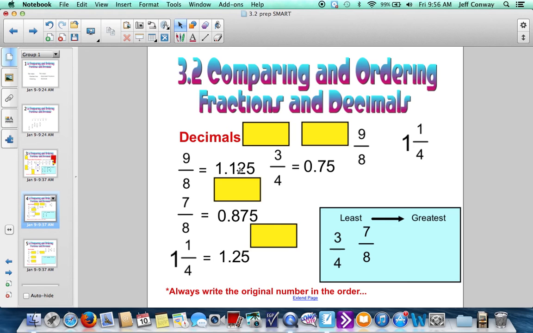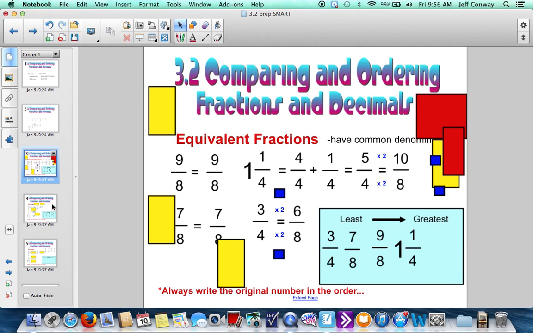And then we had 1.125 and 1.25. Now 1.125 is a longer number technically because it has more digits, but 1.1 is smaller than 1.2. So 1.125 is next, or our original fraction was 9/8, which only leaves us with our last one, 1.25, which was originally 1 1/4. And if you look back at what we found with the equivalent fractions, all of them are in the same order.